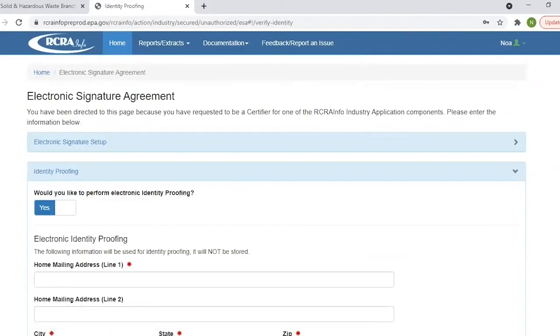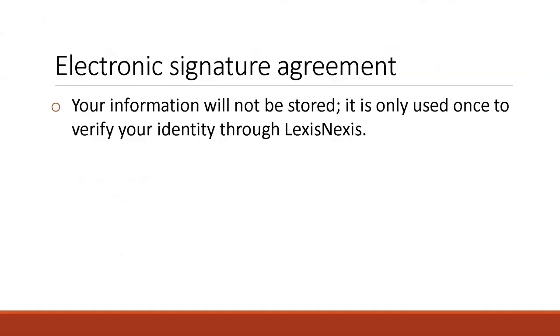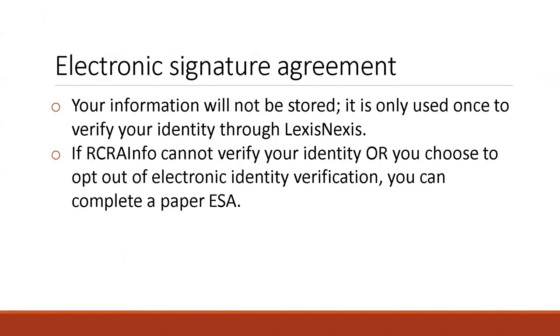So it's using LexisNexis to verify your identity, and it's not storing the information that you input on this screen here. So if you're comfortable with that, you can put in this information and it will electronically verify your identity. If you aren't comfortable with that, or if you can't pass the electronic identity proofing, which sometimes happens if you've moved recently or perhaps changed your name, then you're going to need to do a paper electronic signature agreement.